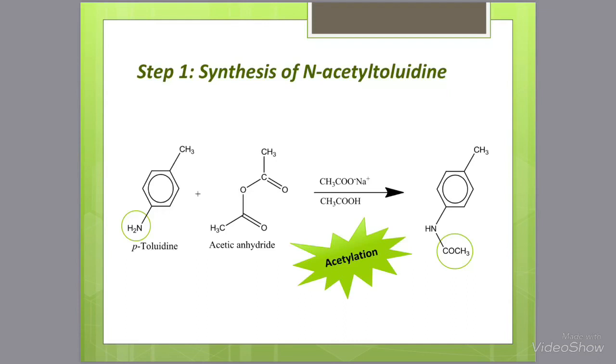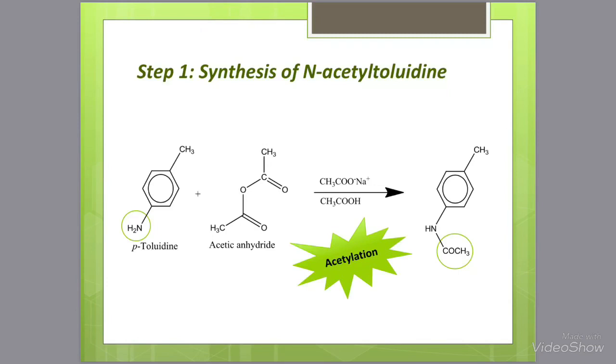But why do we need this step? Why do we need acetylation? Actually, the reason for acetylating the amine in the initial step is to protect the amine group during the second step, which is the permanganate oxidation that will come later. If the oxidation of this methyl group to the corresponding carboxyl group were carried out directly with para-toluidine, actually the highly reactive amine group would also be oxidized in the reaction.